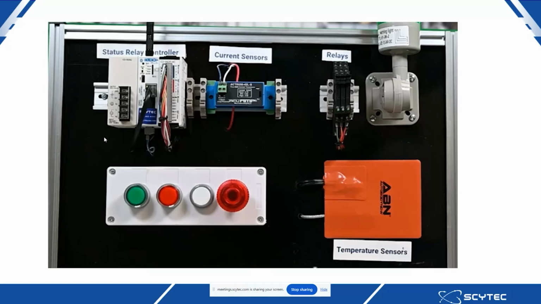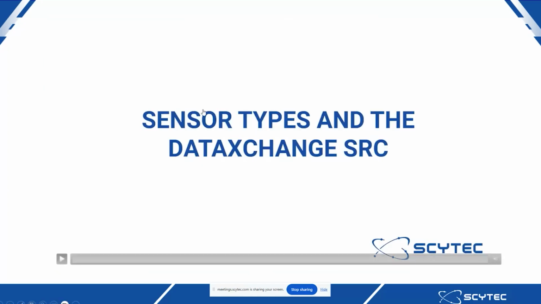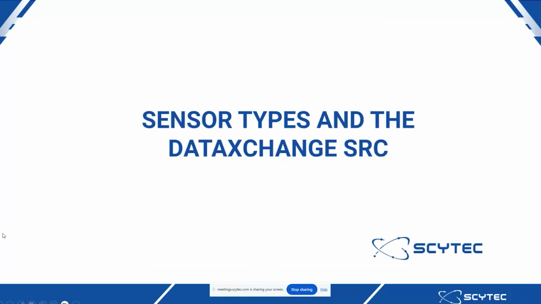So I'm going to go through a couple of these about how we show this information out on the trade show floor, to show you how the status relay controller can collect information off of these different sensor types. So I have a little video here that I'm going to play for you guys. And this is sensor types and the Data Exchange status relay controller.